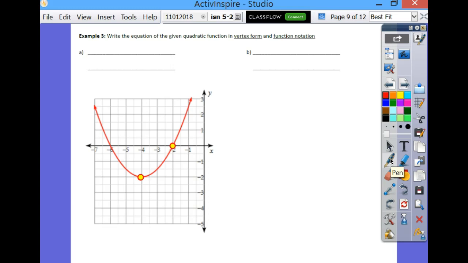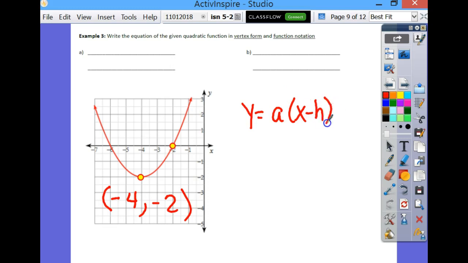But what if you have the graph? How can you write the graph? Well, the first thing that you need to know on the graph is the vertex. So in example 3a, where is the vertex? The vertex form is written over here on the board for you. The vertex form looks like this.